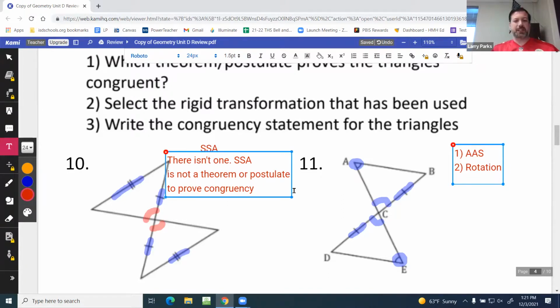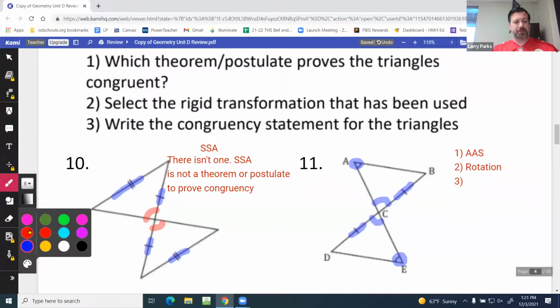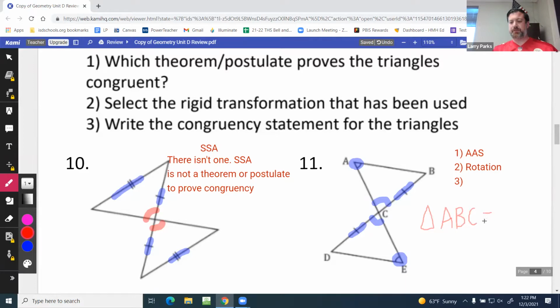Now, what's the triangle congruency statement? I would say triangle ABC is congruent. See, I start at A, so I need to start at E, okay? And I went A to B. So I went from the one with the mark to the one that doesn't have a mark. So I need to go E to D and then to C. And I put E, oh, that should be an E, not an F. So E, D, C. And that would go for number 3.